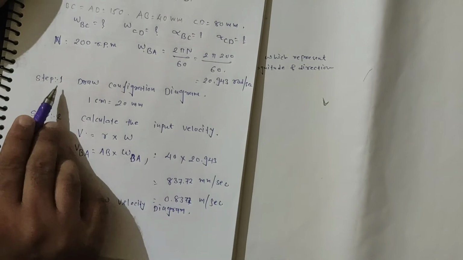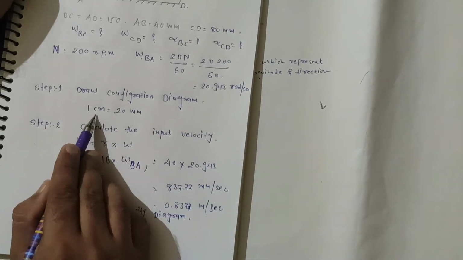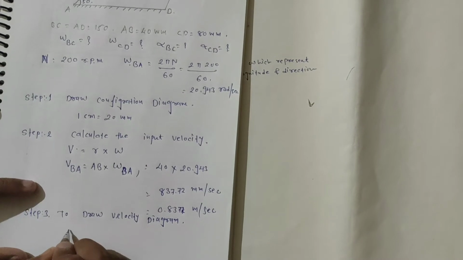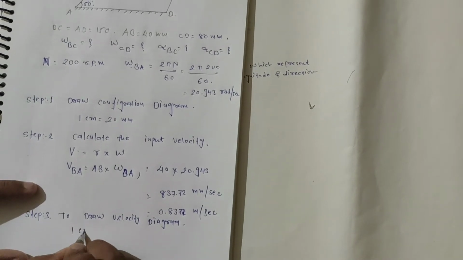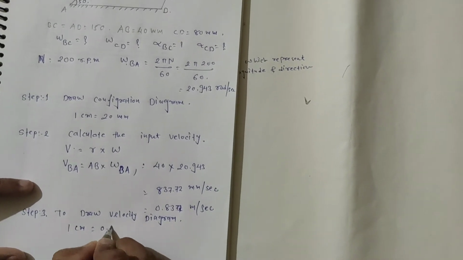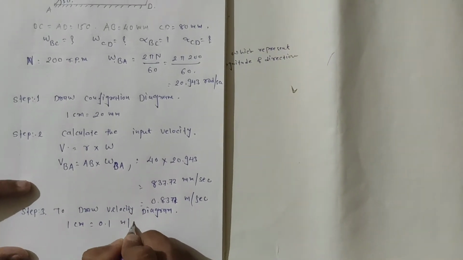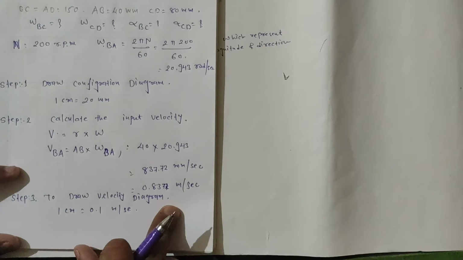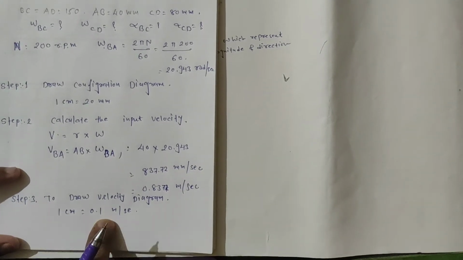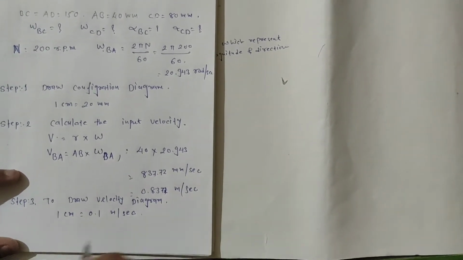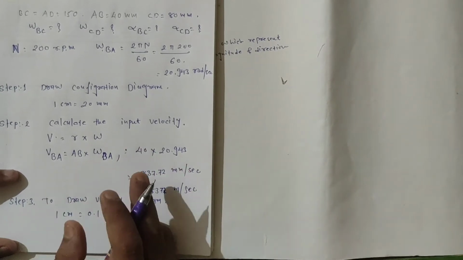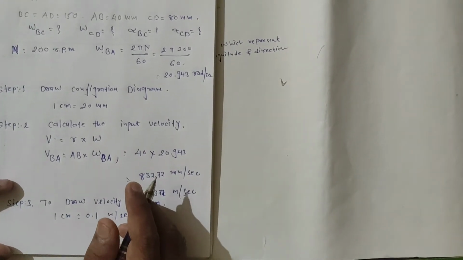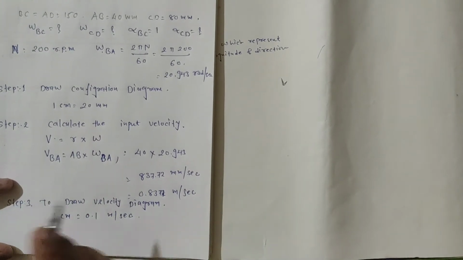So as we select a suitable scale for the configuration diagram, for this one also we have to consider a suitable scale, that is 1 centimeter is equal to 0.1 meter per second. Okay, so step 3 is to draw the velocity diagram. Here also, whenever we start the velocity diagram or any diagram, first we have to find out which are the fixed points in our data.